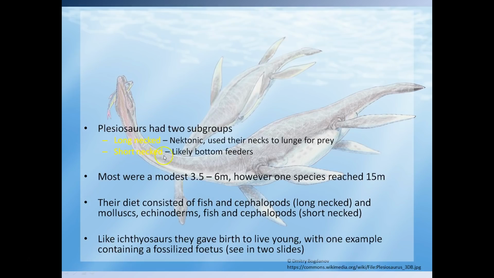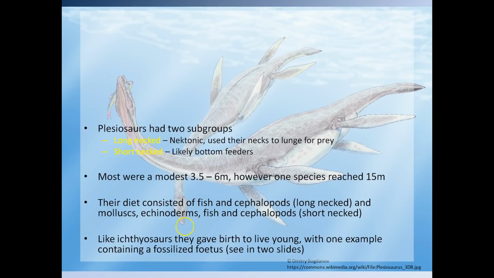In terms of the short-necked plesiosaurs, they were very likely bottom feeders, so they probably stayed mostly towards the bottom of the seafloor. And from what we can see, their diet mostly consisted of mollusks, echinoderms, that's sea urchins, fish, and cephalopods. So these 2 organisms, mollusks and echinoderms, are mostly associated with the seafloor, the seabed. So that's good evidence to suggest that these short-necked plesiosaurs may well have liked to get their food off the seabed. Hence the shorter neck. If they're just picking stuff up off the seabed, they don't need to be lunging all the time.